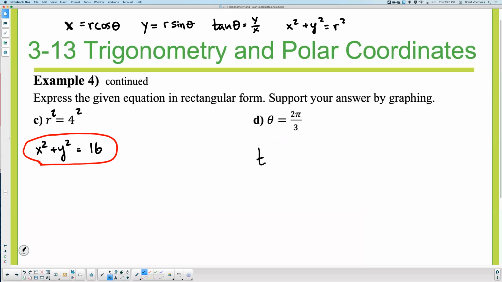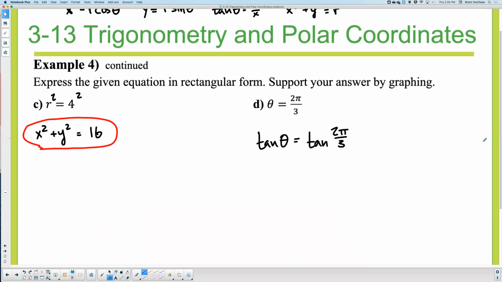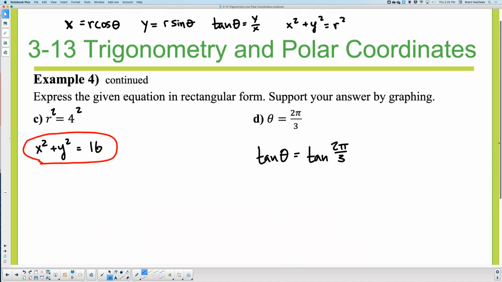So what I'm going to do is take a tangent of both sides. If I take a tangent of both sides, we have this set up. Well, now what can I do? Well, what is tangent of theta? What's an identity for tangent of theta? y over x. And that would equal, now this is a hand trick, we could find what that is, but before I risk messing up, 2 pi over 3.